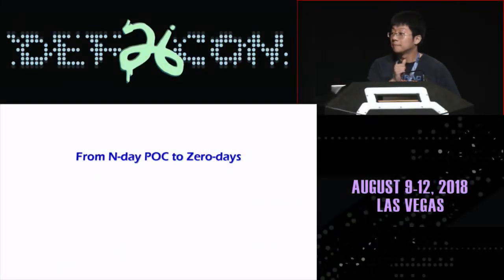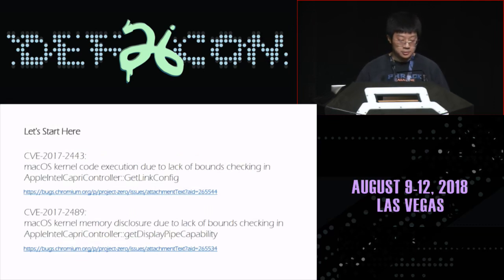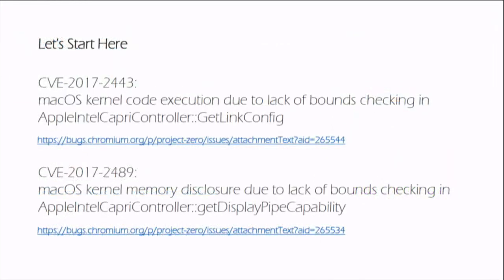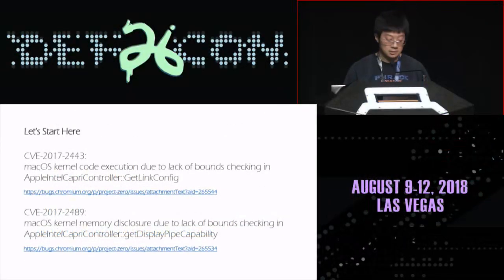And part two is from n-day POC to 0 days. When I decided to investigate the Apple graphics driver vulnerability last year, I started my research from the POC samples from Ian Beer, such as the 2017-2443 and the 2017-2489. The reason for choosing these examples is that they are very easy to learn. The logic of the POC code is clear, and the amount of the code is less than 100 lines.